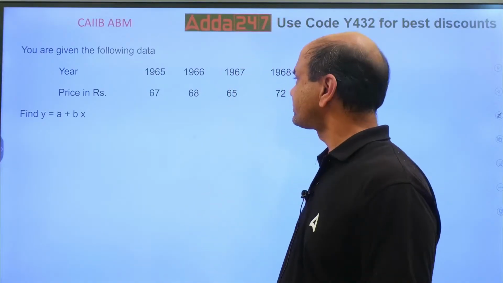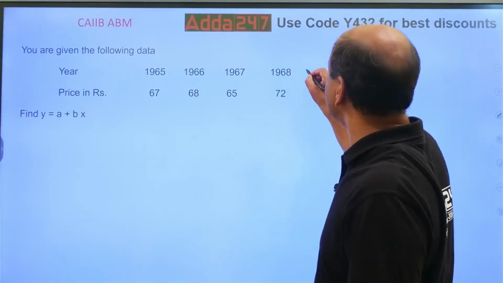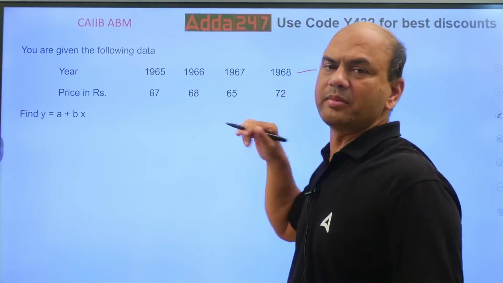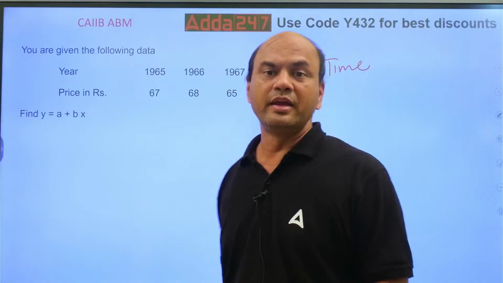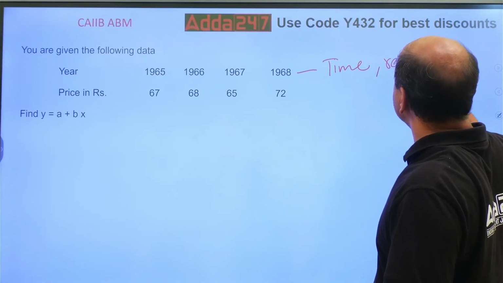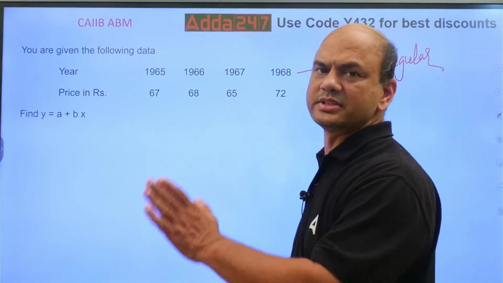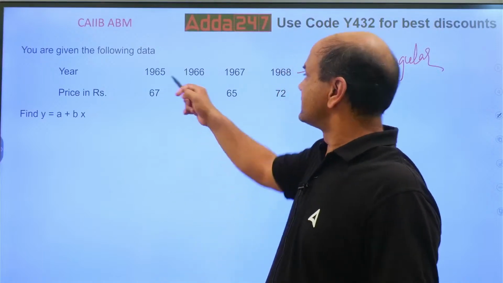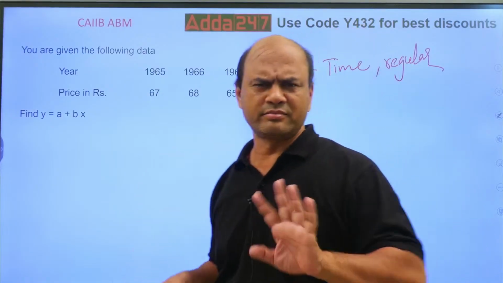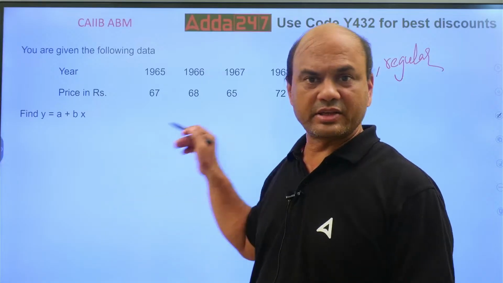Kindly note, whenever you are solving a time series problem, x should always be time. It can be years, months, days, anything. And second, x should always be regular. Regular means it should flow in a serial manner, like 65, 66, 67, 68. It shouldn't be like 65, 68, 67, 64, plus minus here and there. That happens in correlation. Time series is a sequence.